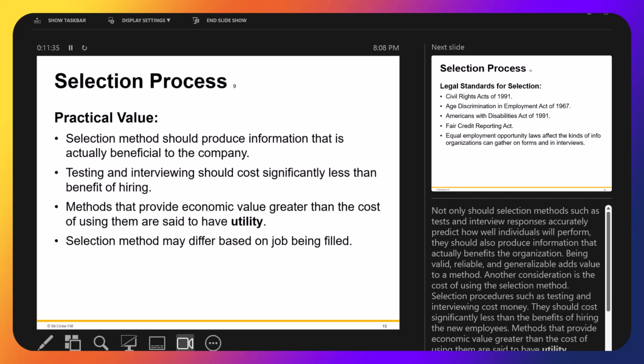Give you an example. Would you want to use the same selection method for somebody who was actually in sales for your company that you use to select engineers or tech people or IT folks?